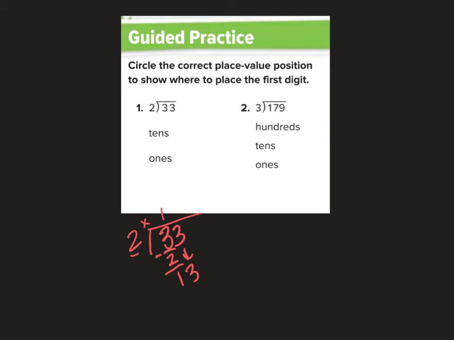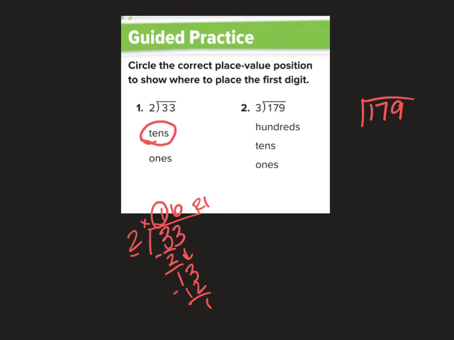13 divided by 2 is 6. Minus 2 times 6 is 12. 1 left over. Where did I put my first digit? In the tens place. All right, next one.